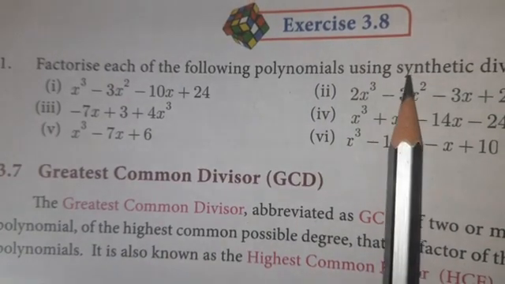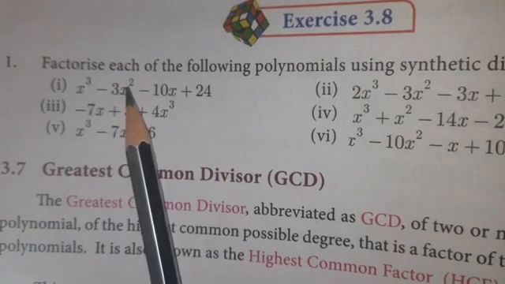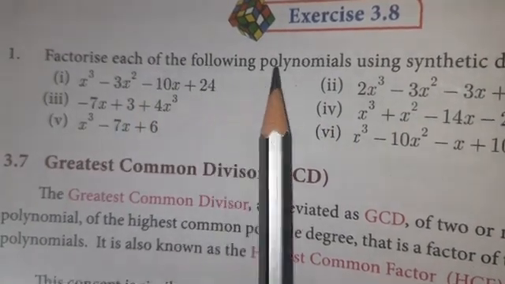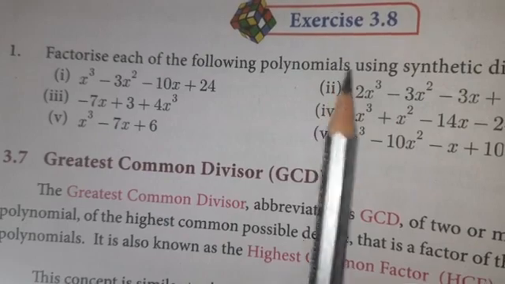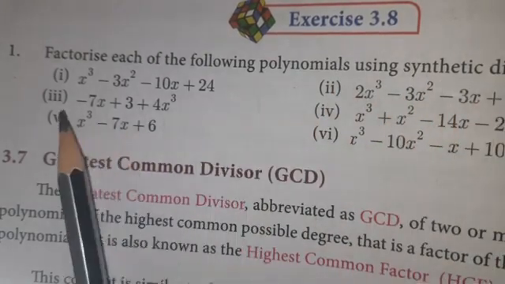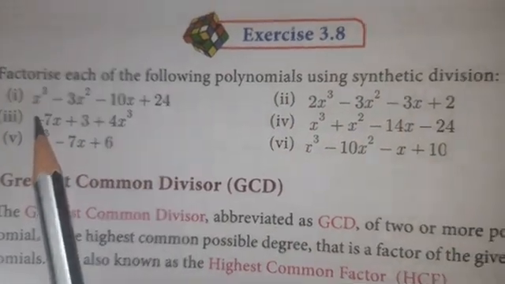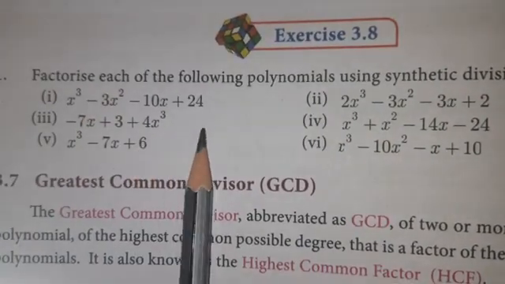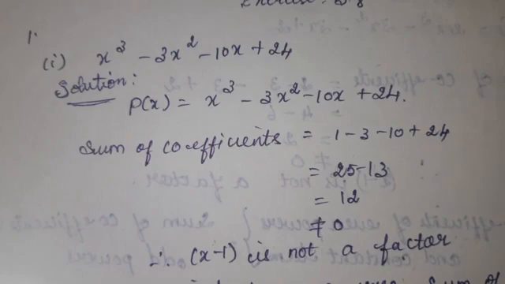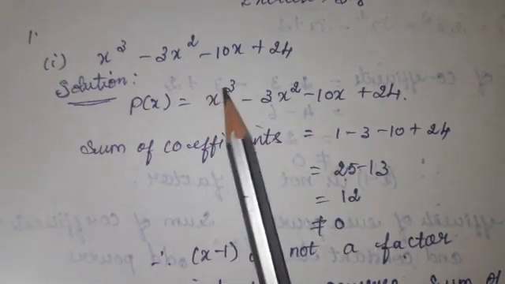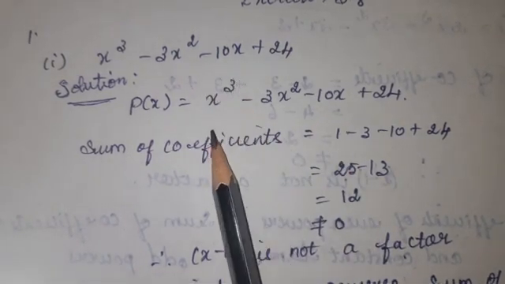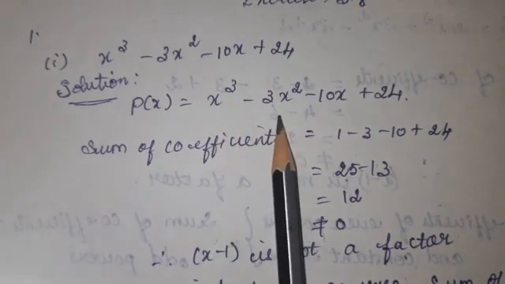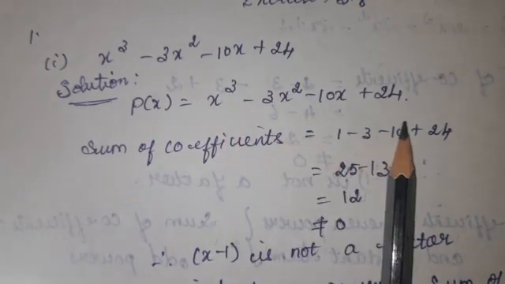Exercise 3.8, the first question: factorize each of the following polynomials using synthetic division. The first one, x cube minus 3x square minus 10x plus 24. That question I have written. Solution. The given polynomial we take as p of x. P of x is equal to x cube minus 3x square minus 10x plus 24.